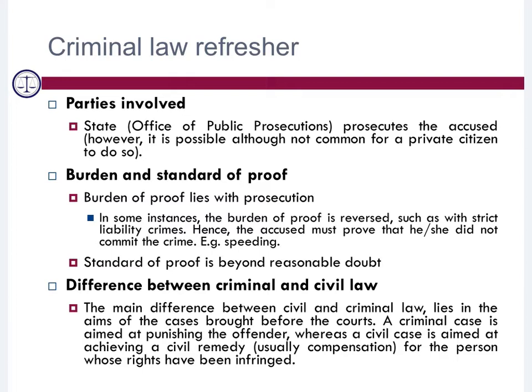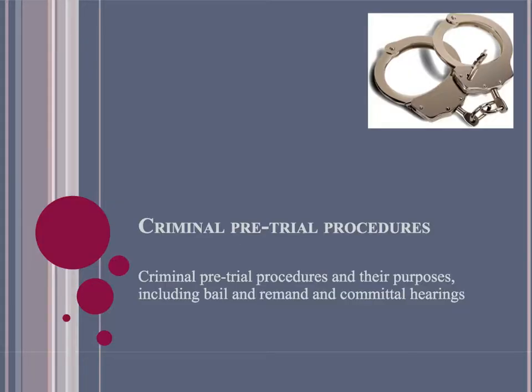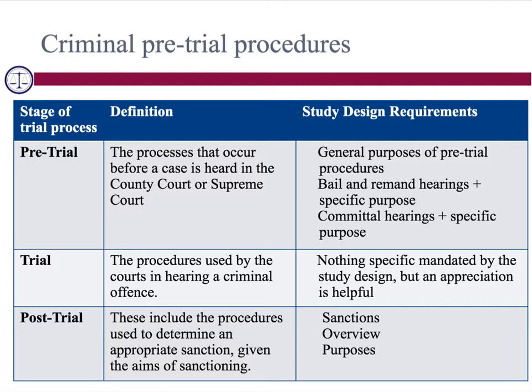The main difference between civil and criminal law lies in the aims of the cases brought before the courts. A criminal case is aimed at punishing the offender, whereas a civil case is aimed at achieving a civil remedy, which is usually compensation. Now we're going to move on to an examination of criminal pretrial procedures and their purposes, which is going to include a specific look at bail and remand, as well as committal hearings. Pre-trial processes are the processes that occur before a case is heard in the county or Supreme Court.